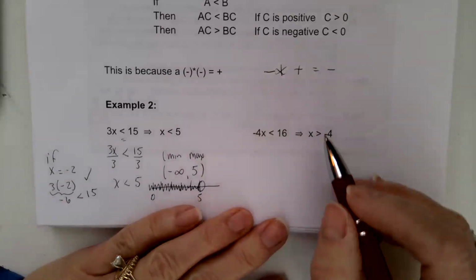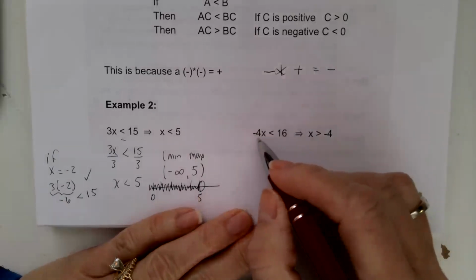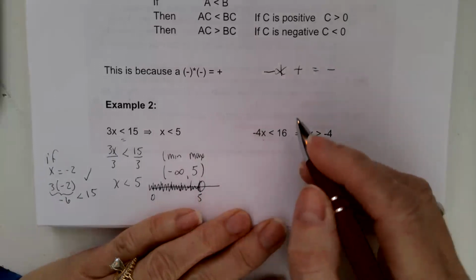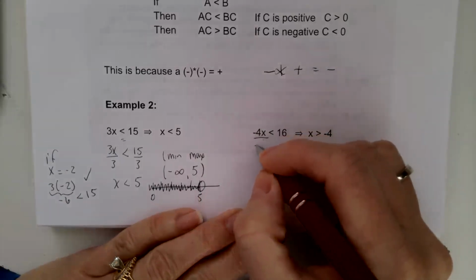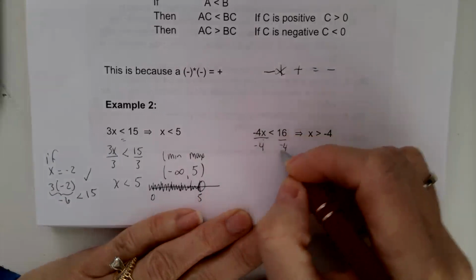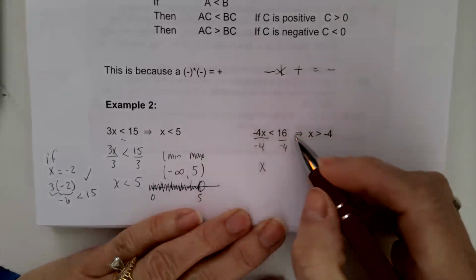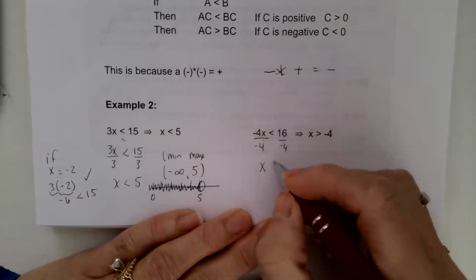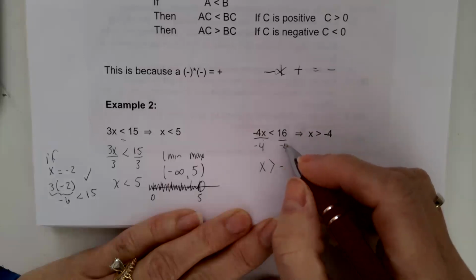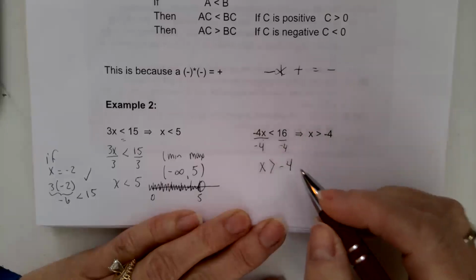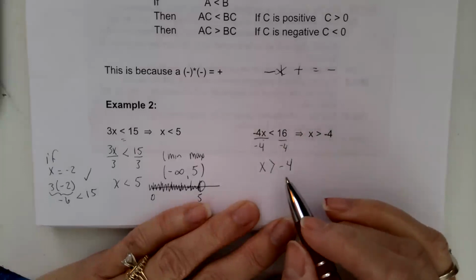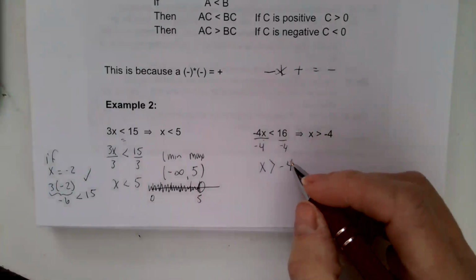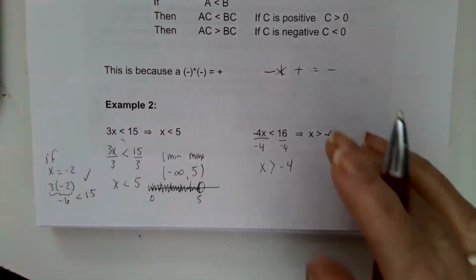So let's look at another situation. So here we have negative 4 times x is less than 16. And if I want to solve for x, I'm going to divide by that negative 4. So x, and because I'm dividing by a negative, that means I have to flip my inequality. It has to be x is greater than, and then 16 divided by negative 4 is negative 4. So now we're saying that any value greater than negative 4 will produce a true statement. And that's because multiplying and dividing by a negative changes our sign.